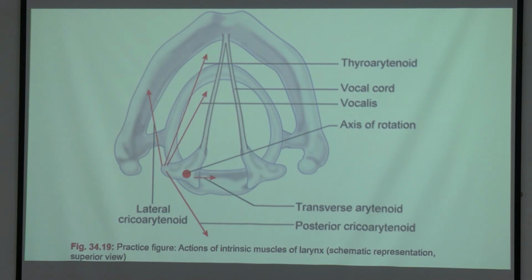Then we can get one is tension and relaxation. The thyroarytenoid muscle will cause not only adduction, but also there will be shortening of the vocal folds. So that is the relaxation. Only one muscle will cause development of tension. This is the cricothyroid muscle.